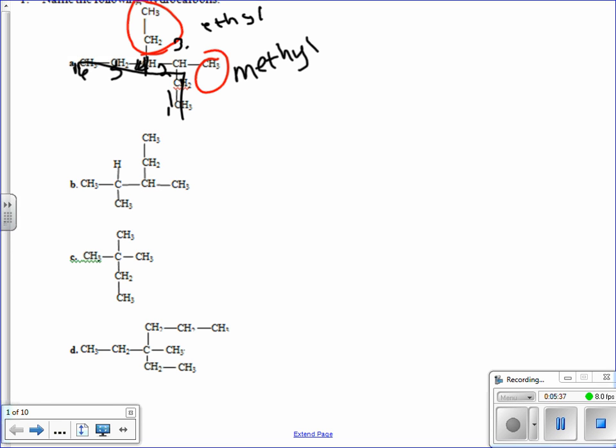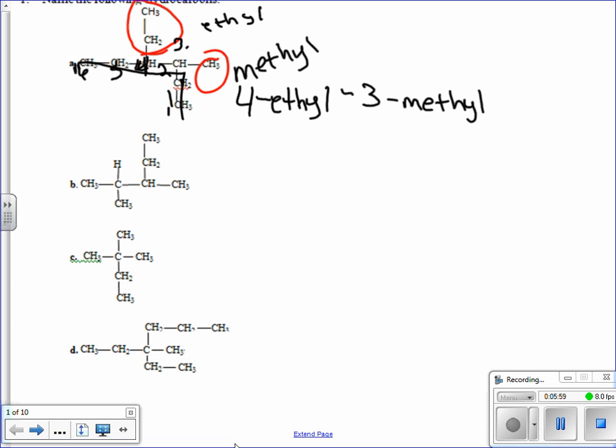So I'm going to call this 4-ethyl. You have to get the punctuation correct. So dashes in between numbers and letters, commas in between numbers. And now my methyl group is on the 3rd carbon. So I'm going to put dash 3 dash methyl.